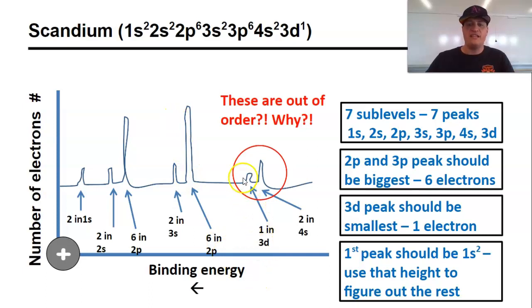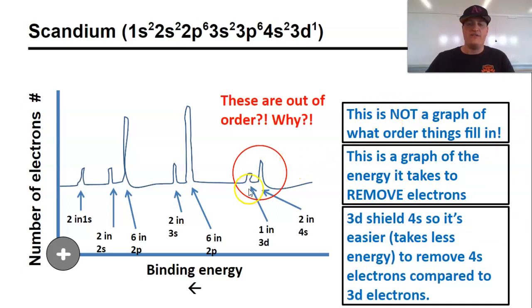Then we have the D. We see the D is ahead of the S. You think, why are these out of order? Well, 3D is lower energy than 4S. So even though D fills up after S, energetically wise, once there's an electron there, it is closer to the nucleus. Therefore, it has higher energy needed to be removed. Okay, so keep that in mind.